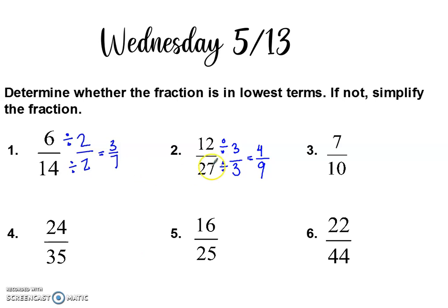Let's look at the last one, number 6. Both of these are double digits, 22 and 44. So on my times tables, I know that 11 is going to go into both of these at least. So if I divide by 11 over 11, I'll get 2/4. And that could even go again, 1/2.